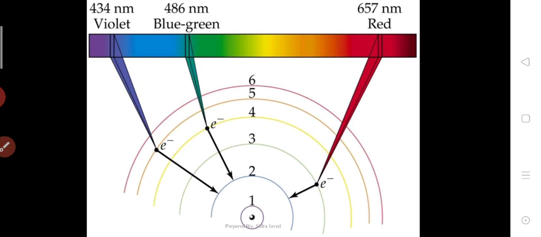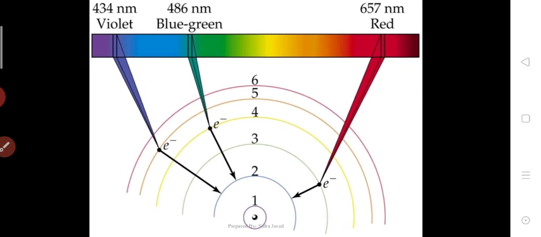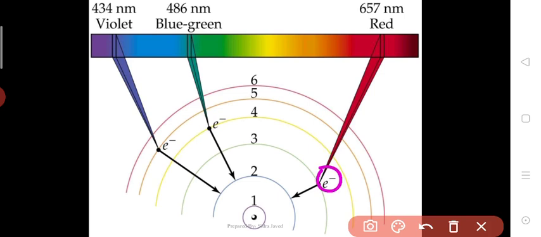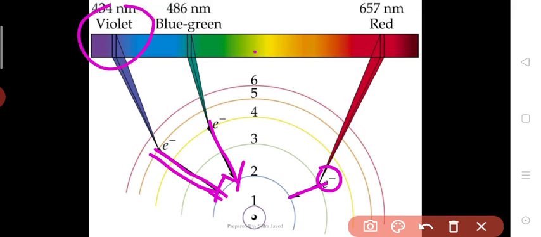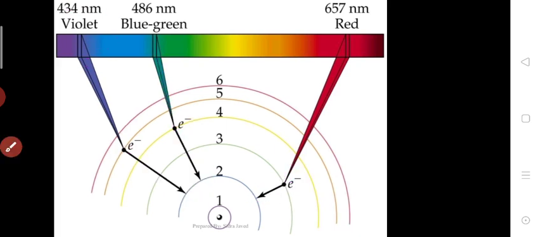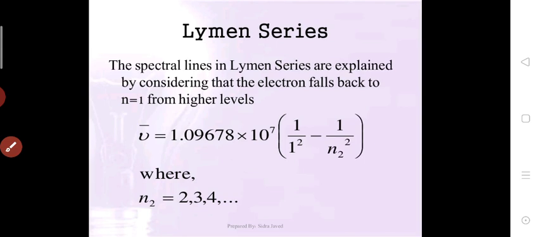Here you can observe that depending upon from where to where the electron is making a transition, we get a different color. If the electron makes a transition from 3 to 1, then 4 to 2, then 5 to 2, we will get different colors. For 5 to 2 you get violet, for 4 to 2 you get green, and from 3 to 2 you get red. So there are several series for the hydrogen emission spectra.